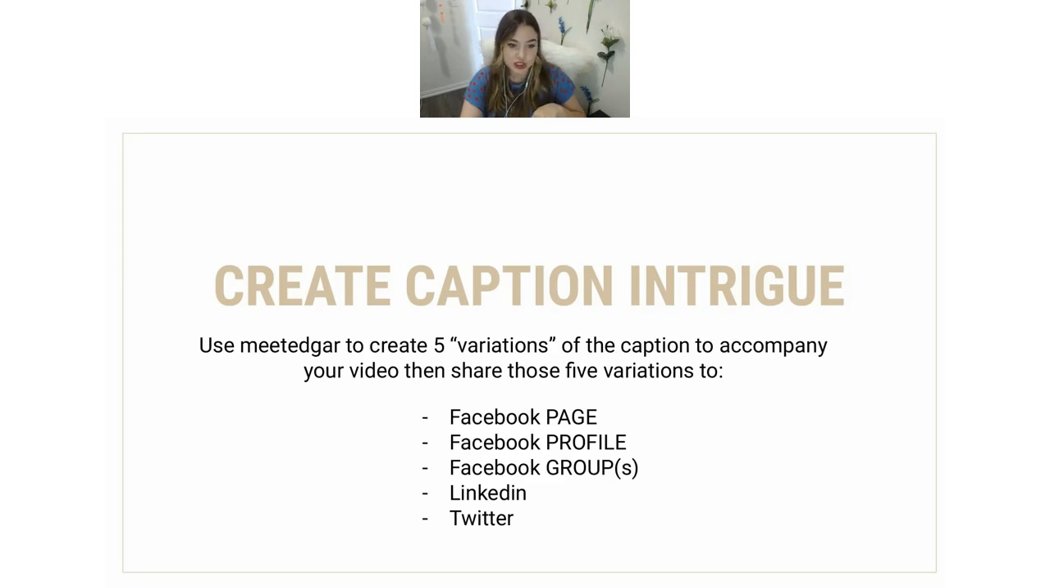So the first thing I'm going to do is I'm going to upload my video into Meet Edgar, and I'm going to create 5 variations of the caption that goes along with my video to get people excited about it, right? So you could just say one thing about your video, and either I'll click it or I don't. But if you say something different about the same video tomorrow, maybe that will actually resonate with me and I'll watch that video. So we're going to create 5 to see how many people we can resonate with, to intrigue as many people as possible.